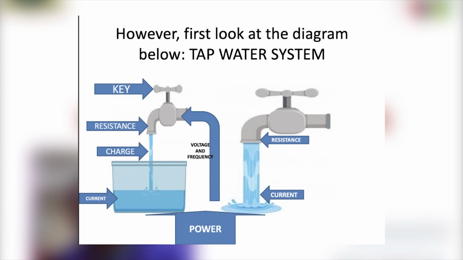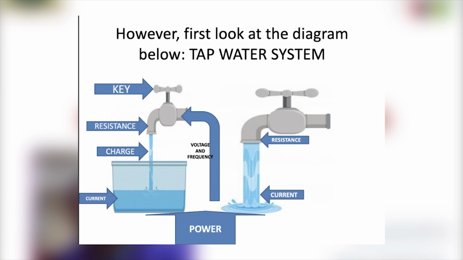Now, the voltage, as the first one, actually deals with the force that is responsible for the operation of every appliance at home. Now, I would like to first look at this tap water system. The tap water system gives you an insight about how this works. The valve represents the key. The mouth of that pipe is the resistance, while the water that drops into the bucket is the current. The amount of this current you use per time is what you refer to as the power.